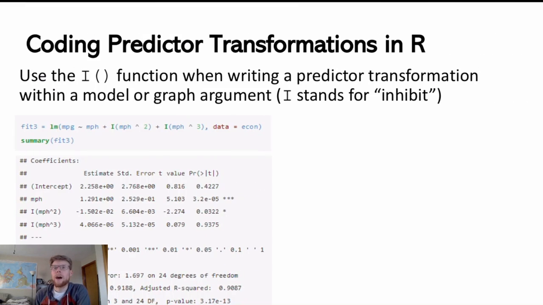If we're coding this kind of transformation, let's say we're building a model where we want a second or third order polynomial, we could just write that in the linear model function here. But take notice that we have to use what's called the I function, which stands for inhibit, in order for R to understand that we're fitting this as a predictor, and that we're not literally just trying to square all the values of MPH here. Rather, we're trying to understand this as a predictor variable, and inhibit helps us do that in the actual linear model code itself. So just keep that in mind.